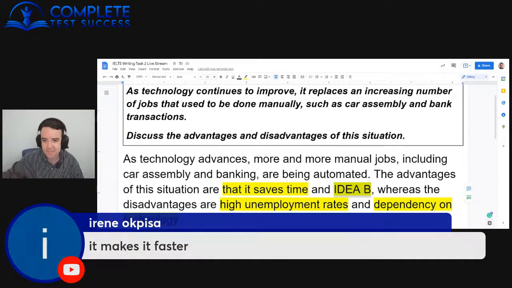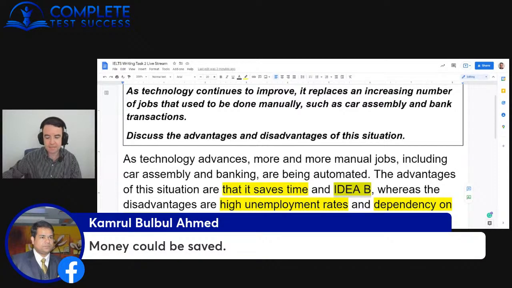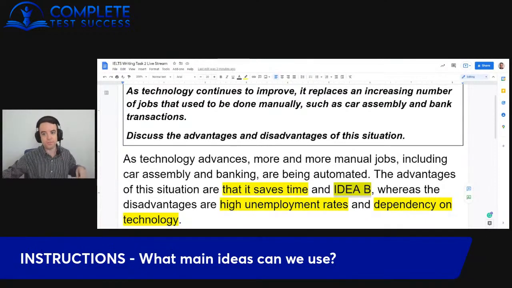Lovely place, too. It makes it faster. So again, makes it faster, saves time. I think those are similar. So your idea is fine, but I won't add it to the paragraph you see on screen. Saves money, saves time. Yep, those are definitely two different ideas. It saves money and time. It saves time and money. Great. So those are our 4 main ideas. They're all specific and relevant.